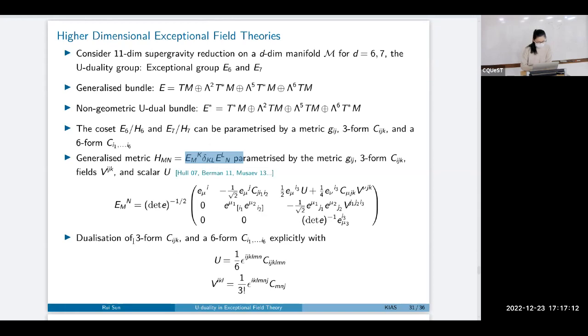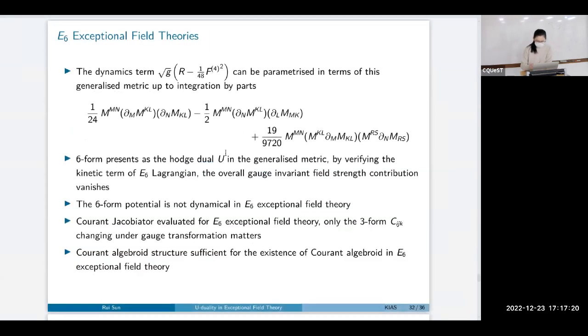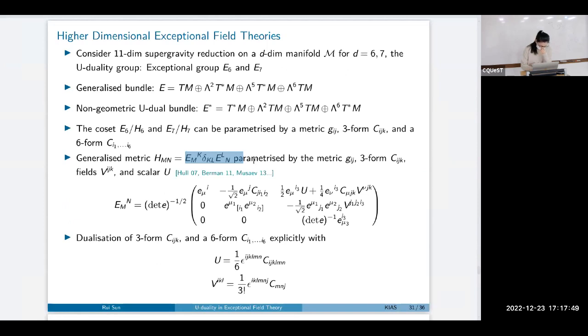What happens is, we know that the dualization of the 3 form and the 6 form is defined this way. The action is like this. So this is a dynamic term, so it can be generalized matrix in this way. You see, it's not like SO(5,5), where the 5 form doesn't appear. Here the 6 form indeed appears in the generalized Vierbein, the generalized matrix, and also the action. So our discussion with only the 3 form for the Courant Algebroid is not enough, and we need to consider what happens to the 6 form also.